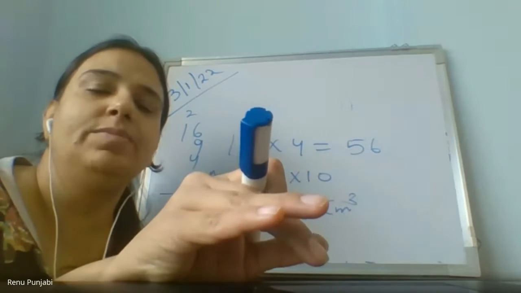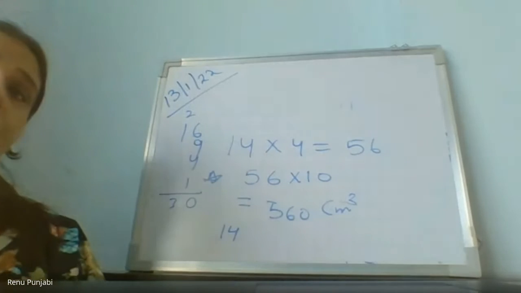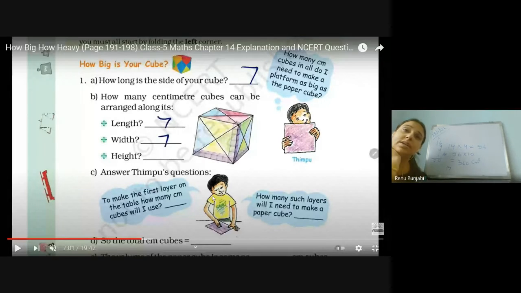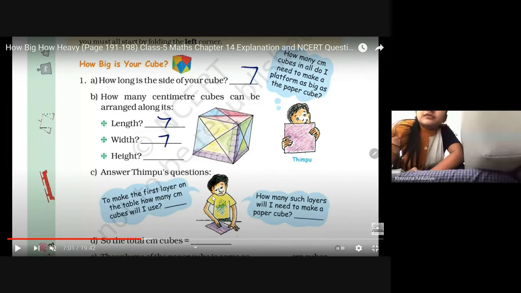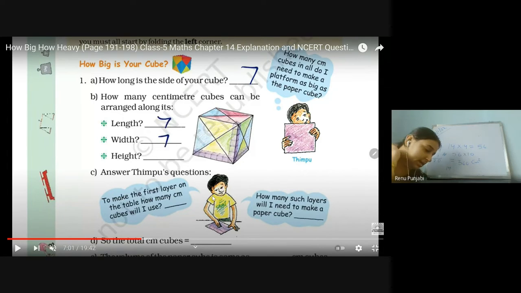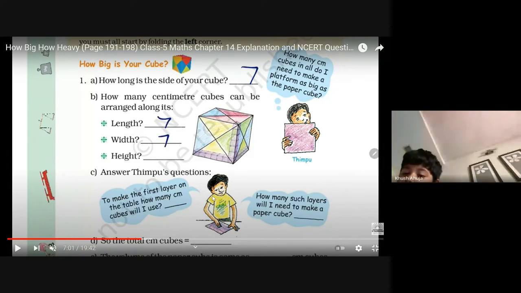One side is 7 because it's a cube, so all sides will be 7. Length, breadth and height will be the same. So can you tell me what will be the volume of this cube? Yes, ma'am. 343. 7 cubed.